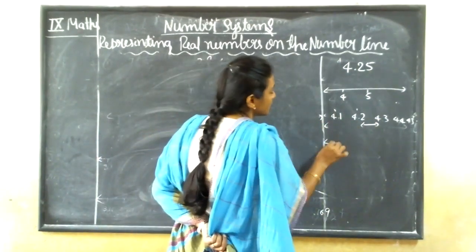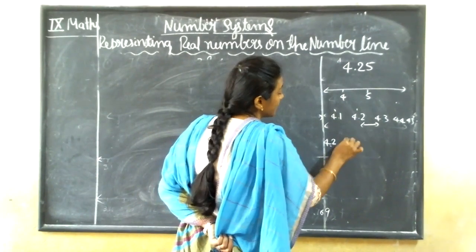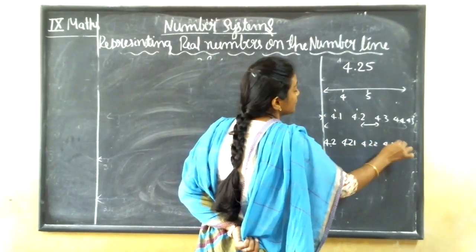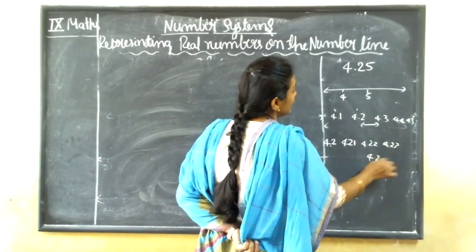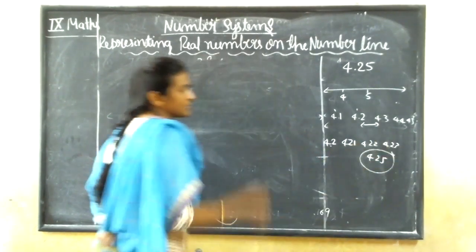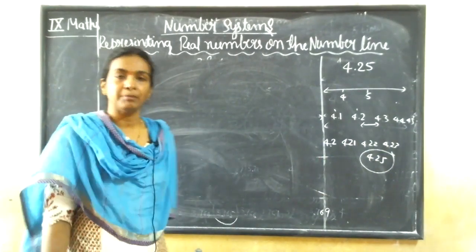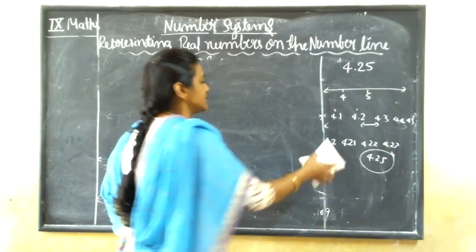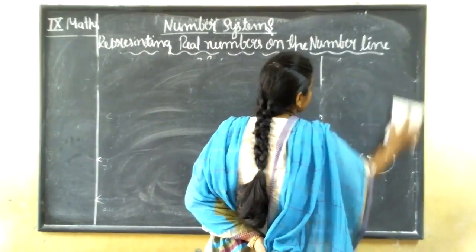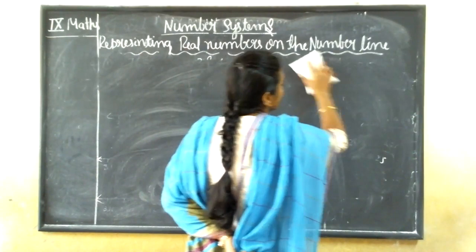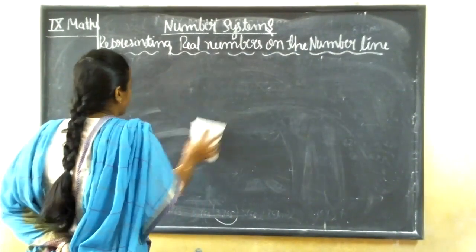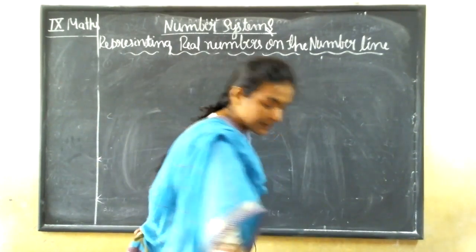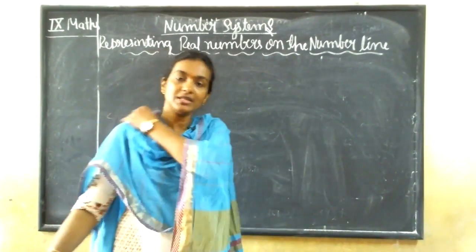Clear. So afterwards, what we are going to do here, 4.2 here and 4.21, 4.22, 4.23, like this we are going to write, and we will get 4.25. So this is your answer. Only 3 steps, in only 3 number lines it is going to complete. This is how you need to do this successive magnification process to show the decimal expansion, to locate them on the number line. Clear? I hope it is clear.